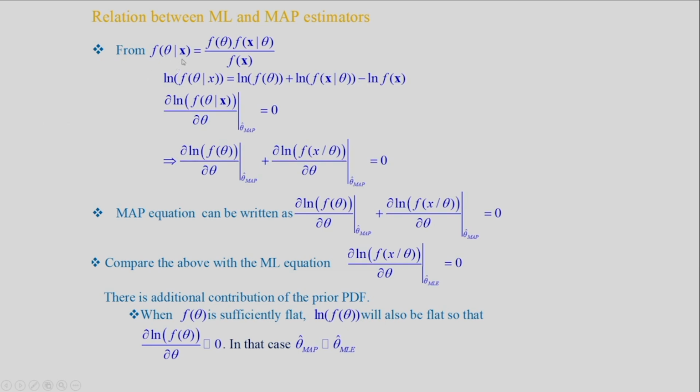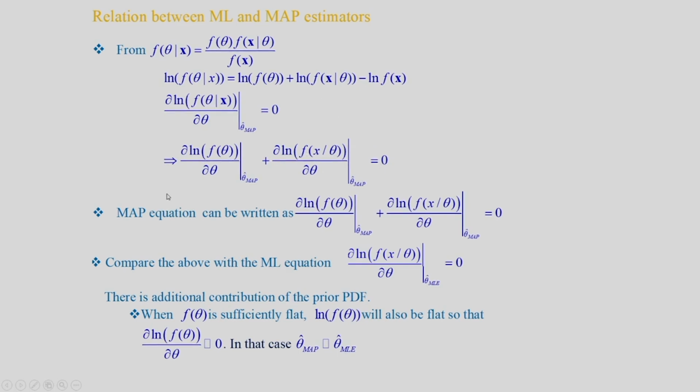Now the partial derivative of this with respect to theta is 0. That implies that the derivative with respect to theta of log of f(theta) plus log of f(x given theta), at theta hat MAP, must be equal to 0. So therefore we have the MAP equation: del theta of log f(theta) plus del theta of log f(x given theta) at theta hat MAP must be equal to 0.